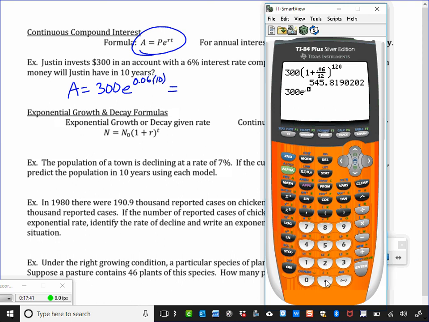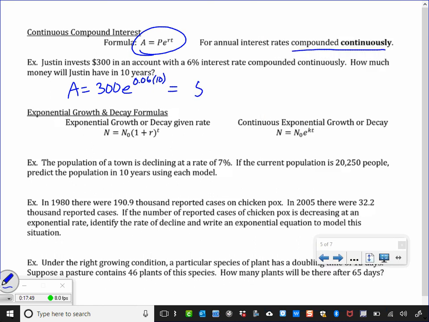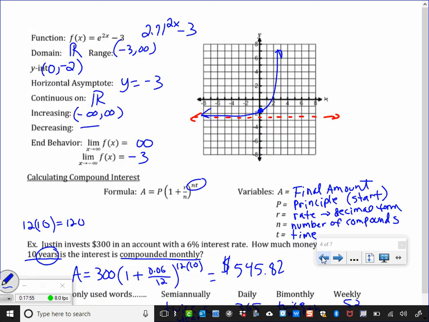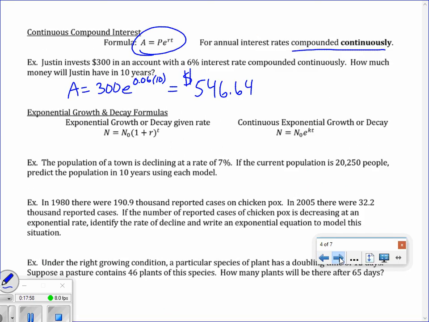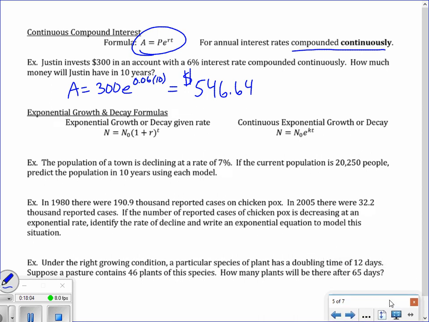Then I got 0.06 times 10. All right, and there's my answer, 546.64. So you see it is a little bit more money than last time, we got 545. All right, so if you did this over more time and less compounds a year, then you would see it grow a little bit faster.